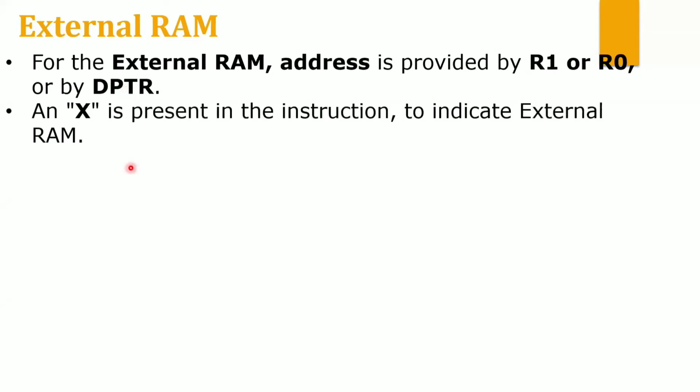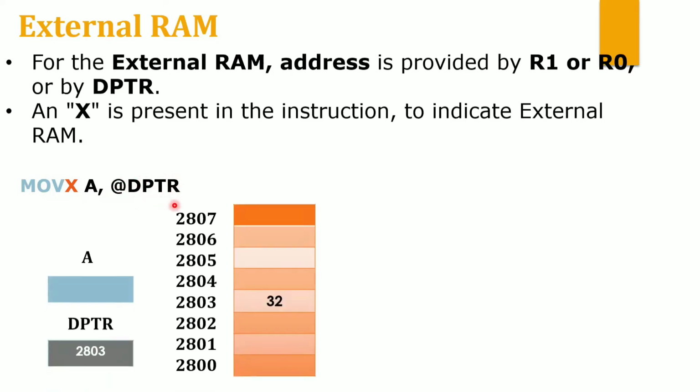Now, in order to differentiate between internal RAM and external RAM operations, I will use one simple letter called X. Now we'll take one example here. MOVX A, @DPTR. What is meant by X here? That means I am accessing the data from the external memory. So whenever you see X, that is nothing but external memory I am accessing. And where is the memory location? It is present in the DPTR, right?